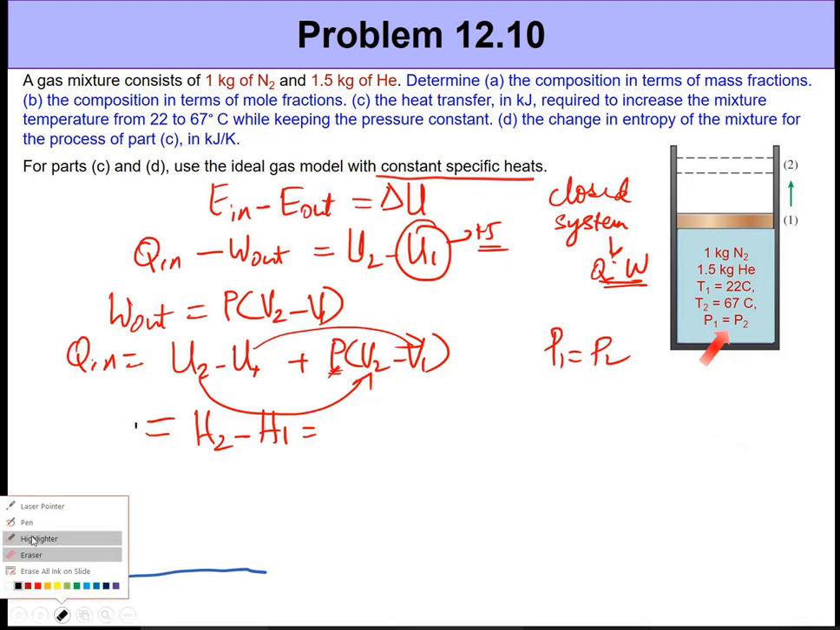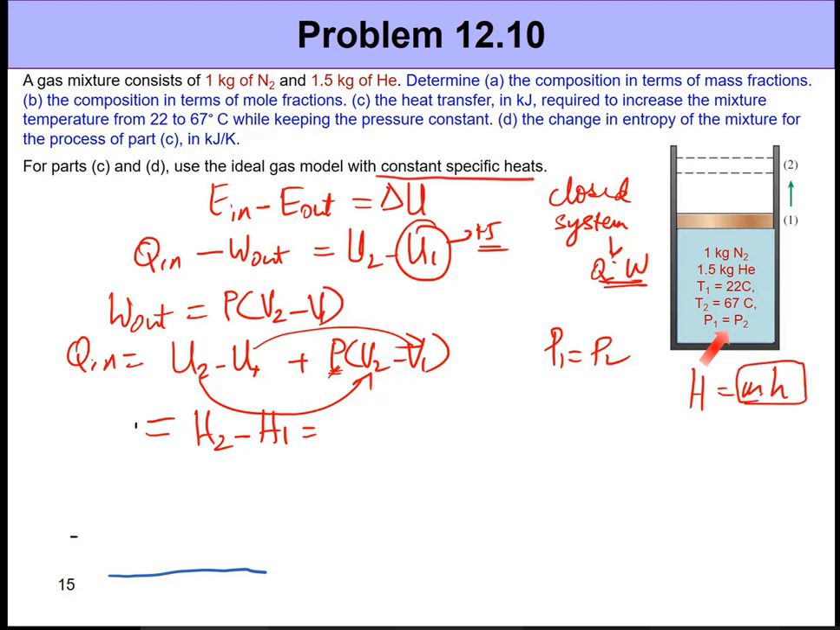The big H is simply equal to mass times the specific enthalpy, and we have the specific enthalpy information given in the table. But here we also have been told that we need to make use of an ideal gas with constant specific heat, so we can write the specific enthalpies as Cp delta T. Here we're looking at H2 minus H1, so we can break it down into the specific enthalpy change for nitrogen times the mass of nitrogen, plus the mass of helium times delta h of helium.